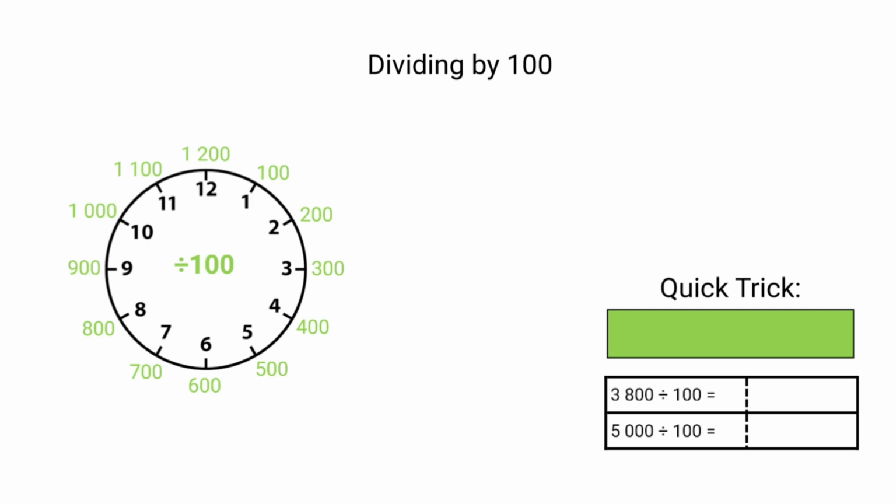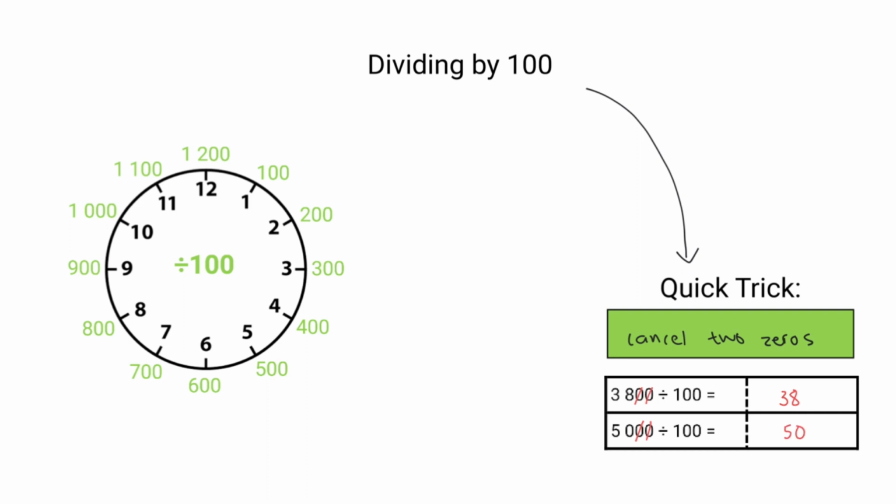It still has 1 zero left. So now when we write our little quick trick for dividing by 100, we can write it as cancel 2 zeros. Remember, this applies to big numbers as well. If the number ends with a minimum of 2 zeros, 2 of its zeros are going to fall off if we divide it by 100. So 3,800 divided by 100 is 38. Both of its zeros fell away. 5,000 divided by 100, 2 of its zeros are going to fall away. So the answer is going to be 50.